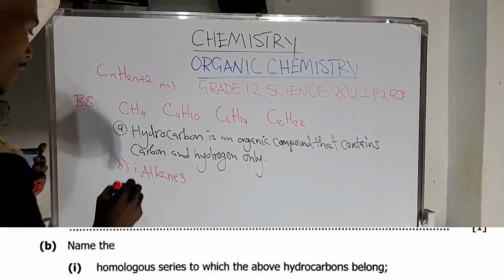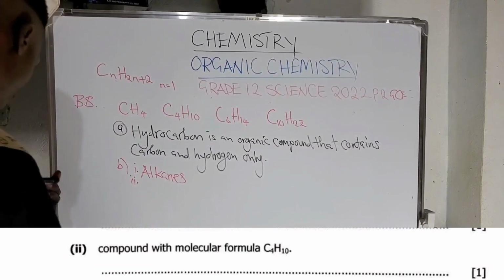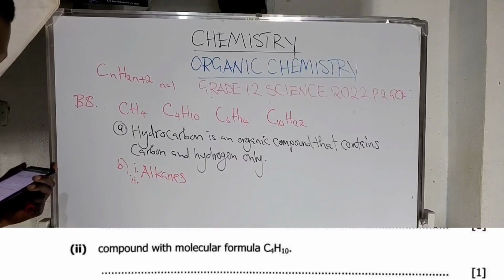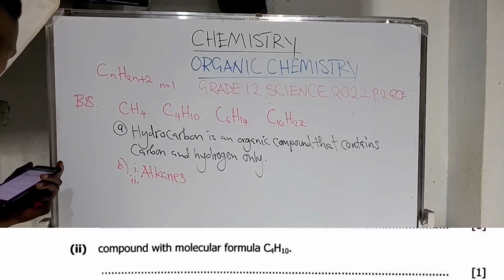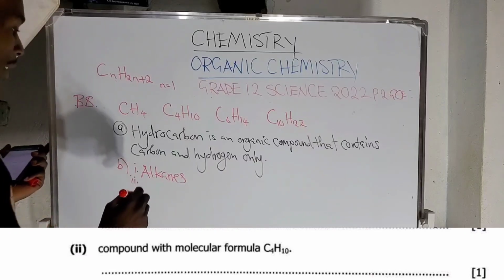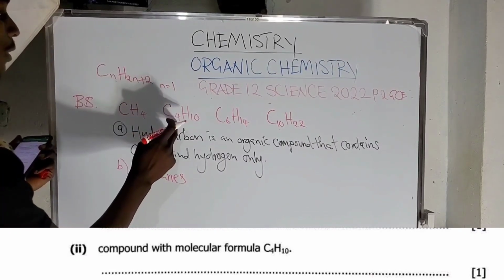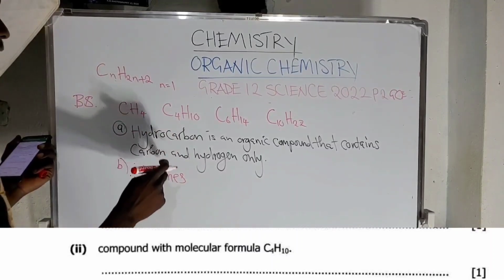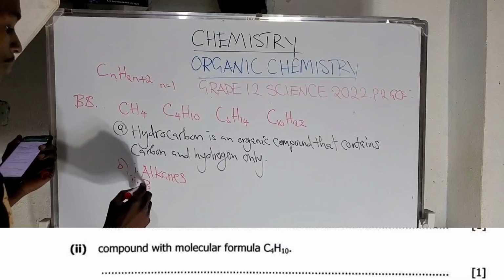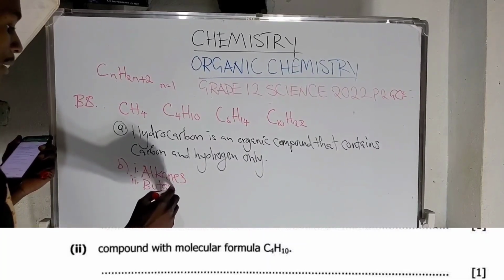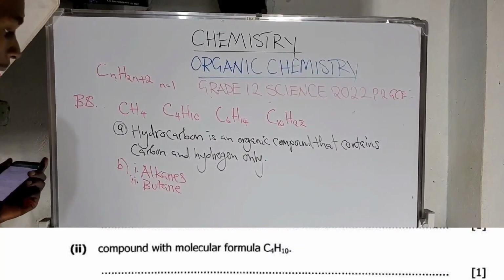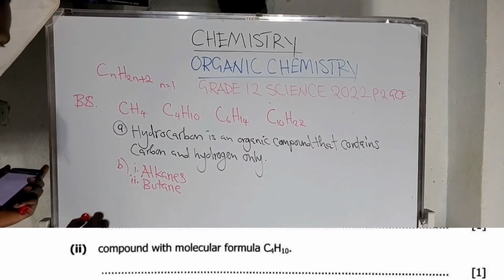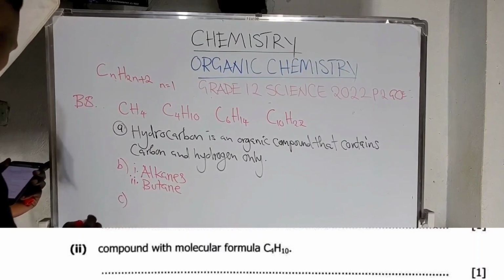That's it. Number two. Name the compound with the molecular formula C4H10. C4 is but, and since these are alkanes, and alkanes end with ANE, so this one is butane. Okay? Butane.